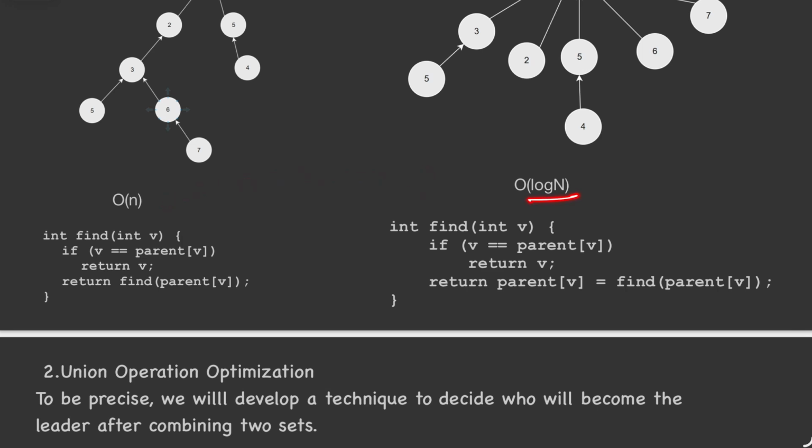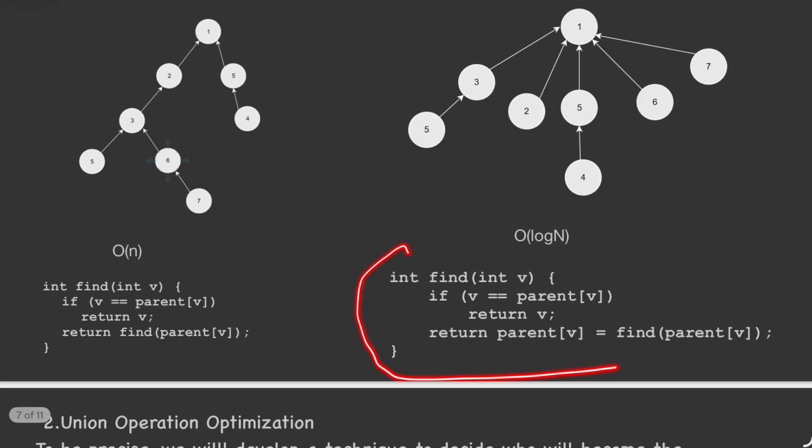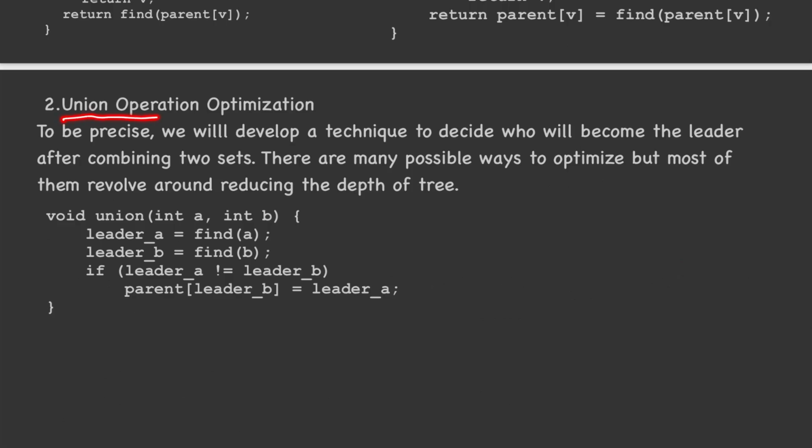How did we arrive at O of log n? By using path compression. There is a mathematical proof for why this algorithm actually reduces the complexity to log n. We are not going to deep dive into it in this video. Now we will look at union operation optimization.